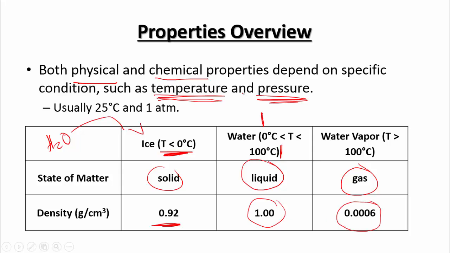So the big take-home message here is that the properties you look at depend on the conditions. The temperature and pressure can influence what state of matter something is in. It can influence its density and so forth. So that's your quick video on chemical and physical properties.